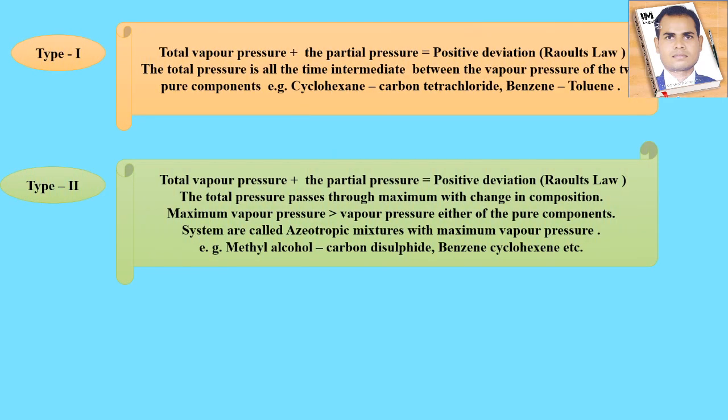Now for the second type, the total vapor pressure and the partial pressures again show positive deviation. But the total pressure passes through a maximum with a change in composition. So the maximum pressure is greater than the vapor pressure of either of the pure components. These systems are called azeotropic mixtures with a maximum vapor pressure. For example, you can take methyl alcohol and carbon disulfide, or benzene and cyclohexane. You can consider these as the second type.